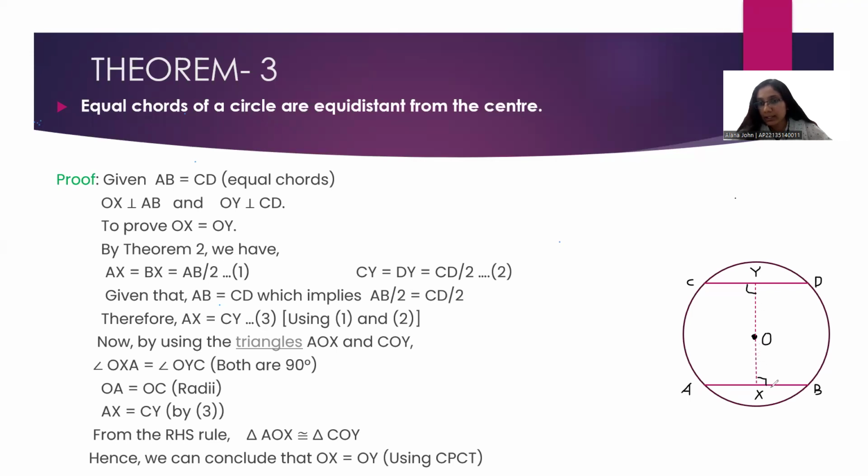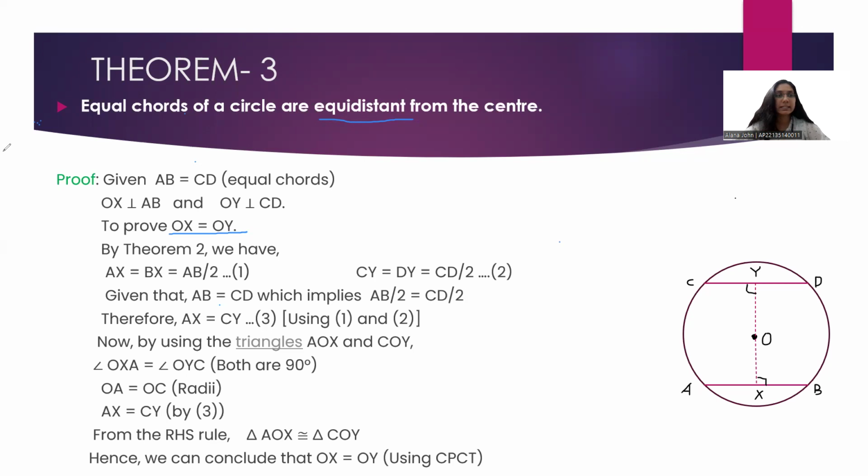OX is the distance from the center to the chord AB. OY is the distance from the center to the chord CD. So the theorem says that their distances from the center will be equal. If the chords are equal, then their distance from the center will also be equal. That is, OX will be equal to OY. That is what the theorem says. Clear? So theorem 3 says that if you take two equal chords on the circle, then their distances from the center will also be equal.